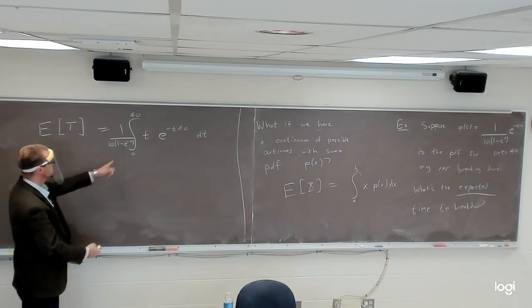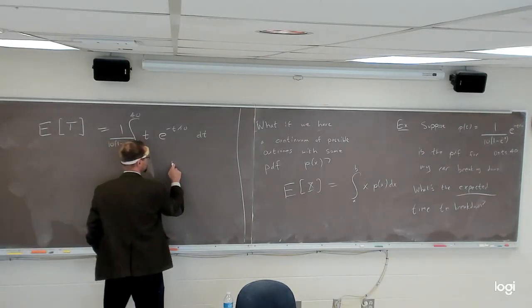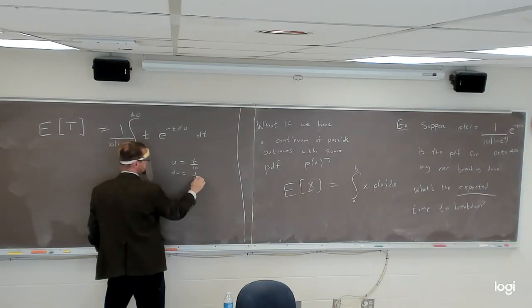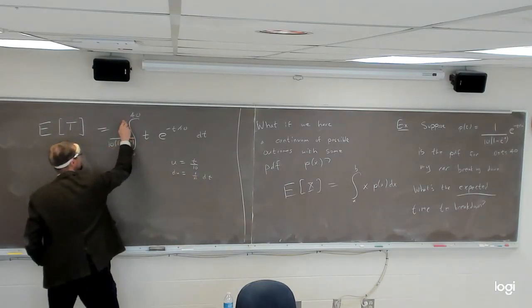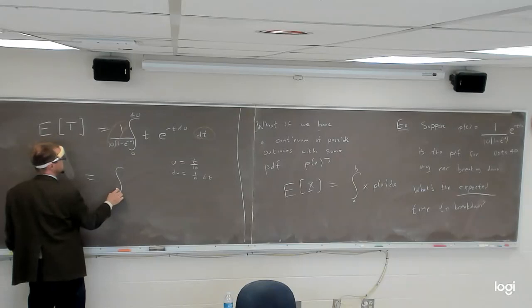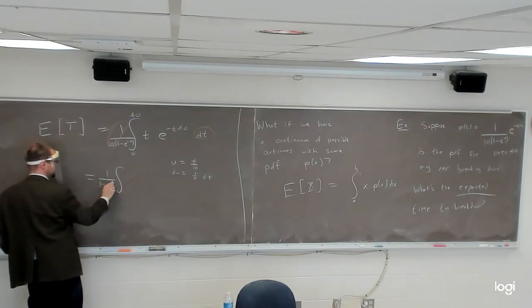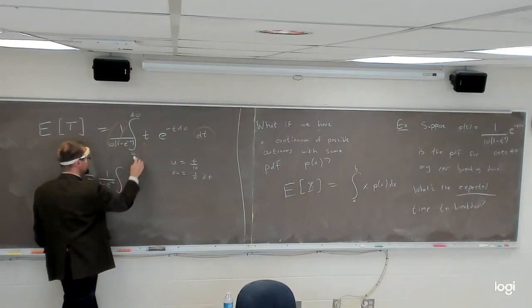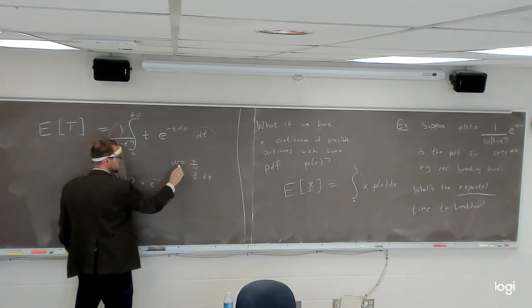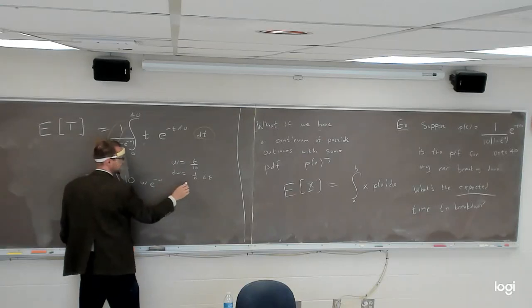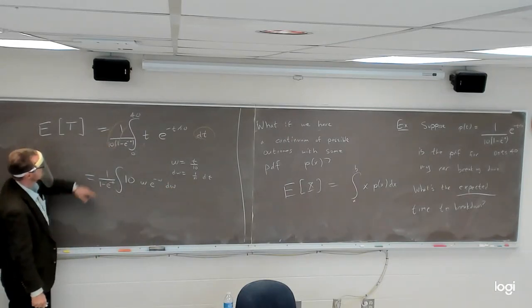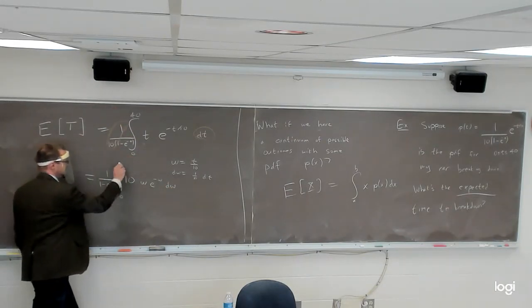Yep. So I'm going to substitute. Let's say u equals t over 10. So du is 1 over 10 dt. And I happen to see that 1 over 10 here on dt. So keep this out here. T is 10u. This is e to the negative u. Actually, I'm going to call it w for reasons that will become quickly apparent, and dw. And if t goes from 0 to 40, dividing by 10, I'm now going from 0 to 4.